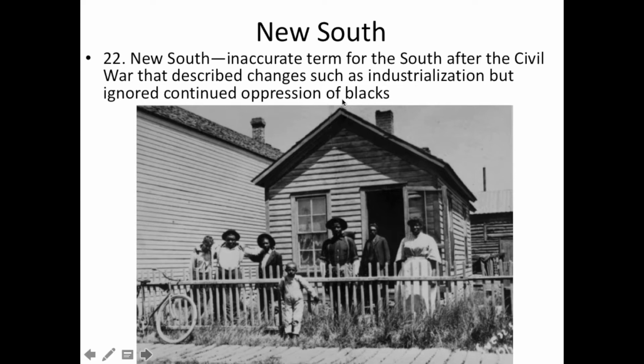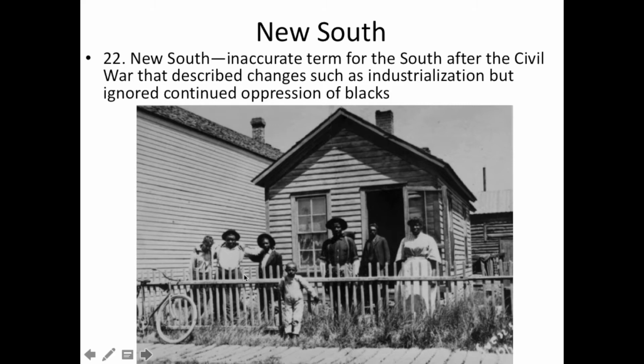There will be some minor industrialization in the South, but that does really not, in and of itself, make it a new society because there's going to be the oppression of blacks in the South. These freedmen are still going to be oppressed, especially after the Compromise of 1877. And so this term is not accurate because the blacks in the South are still oppressed. There's really nothing new about it.